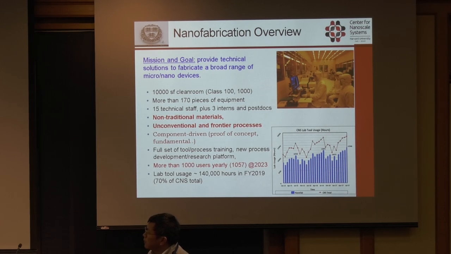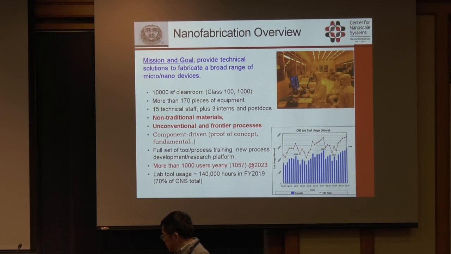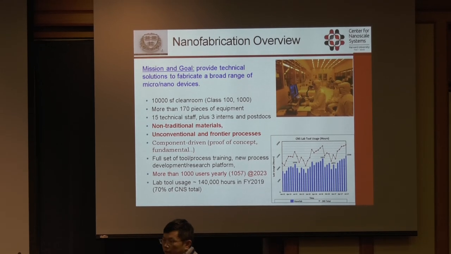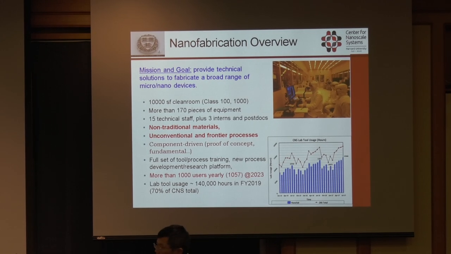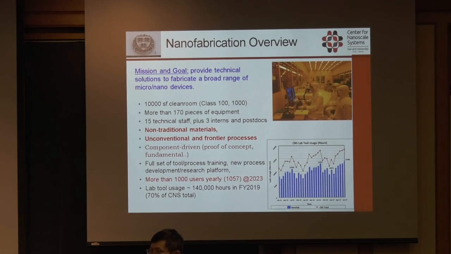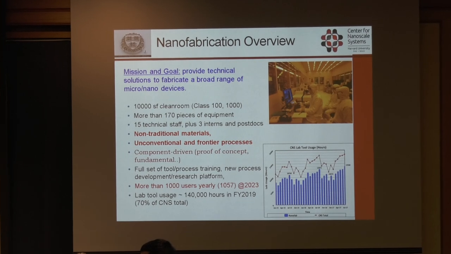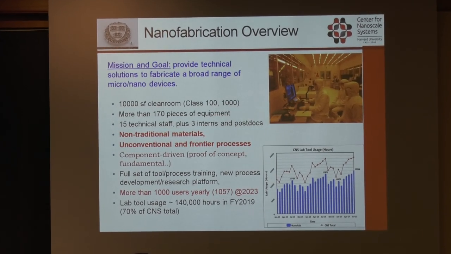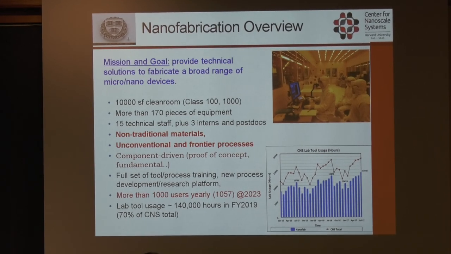Now we have a 10,000 square feet clean room, class 100 and class 1,000, and support 170 pieces of equipment. And we have about 15 technical staff, plus some interns and postdocs. Basically, this clean room, this fabrication facility, was originally set up not in the CMOS style; we are open to non-traditional materials, silicon, 3D materials, polymers and so on.